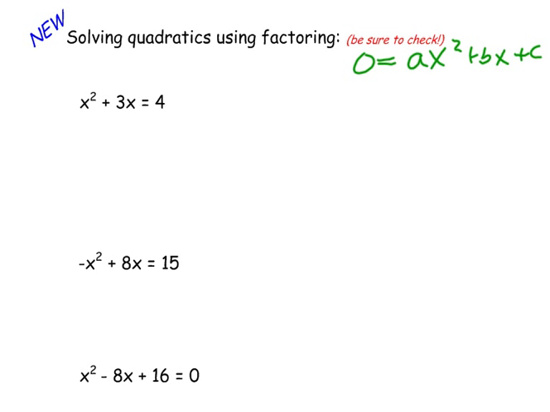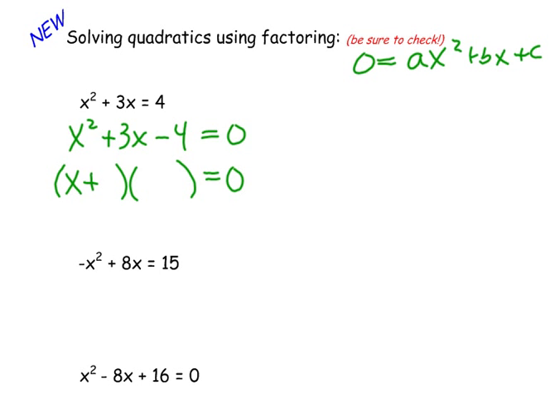The first thing you need to do is get it equal to 0. So if your equation, like on our first example here, is not equal to 0, that's our first thing. So we're going to move the 4 over by subtracting. So x squared plus 3x minus 4 equals 0. And then we're going to factor. We need the factors of negative 4 that add to give us positive 3. So that's x plus 4 and x minus 1.